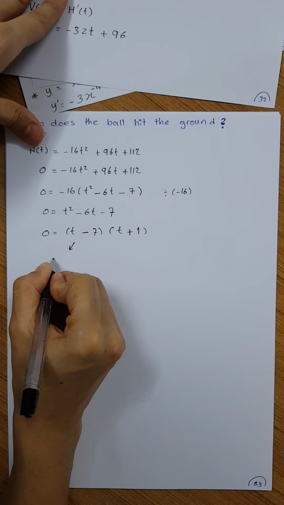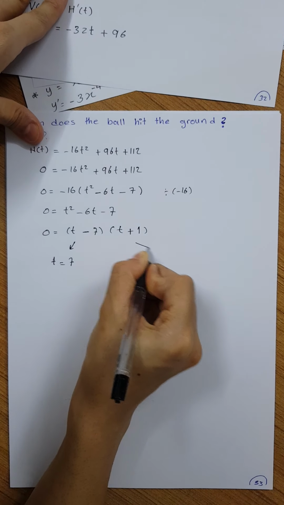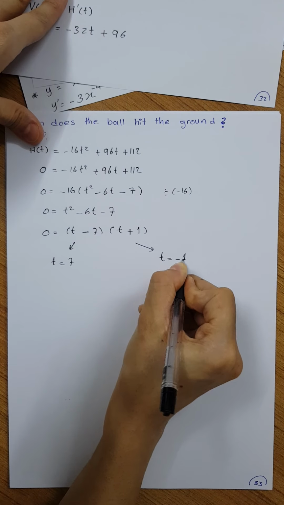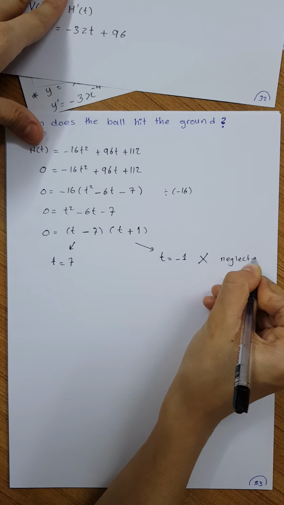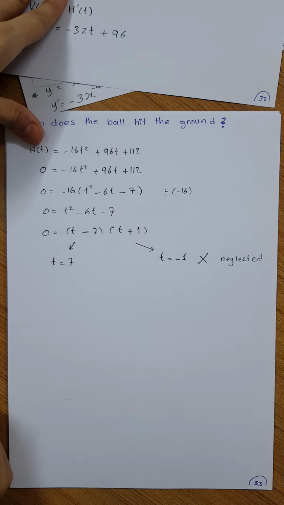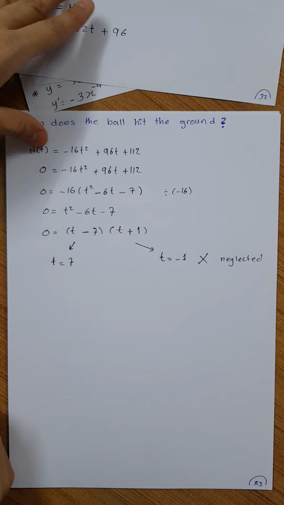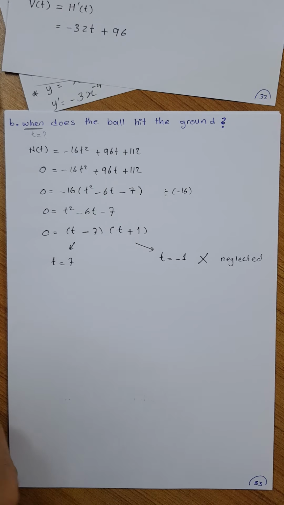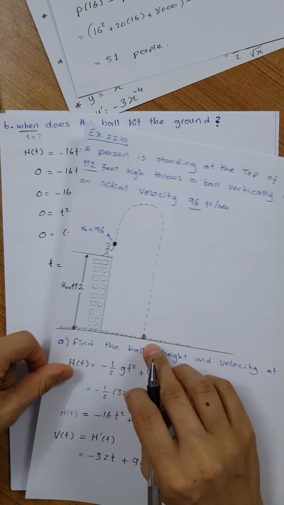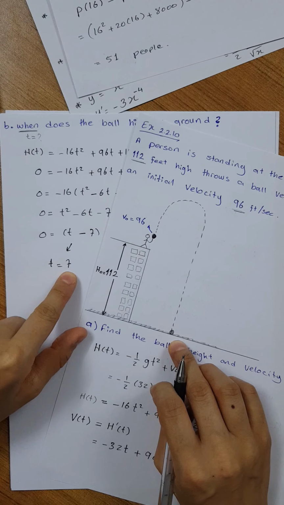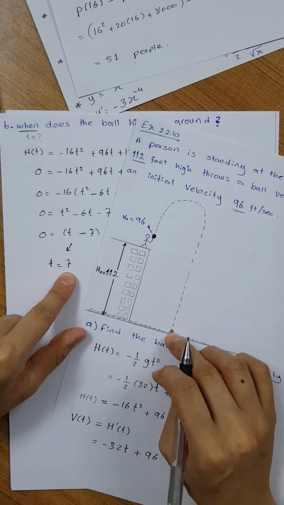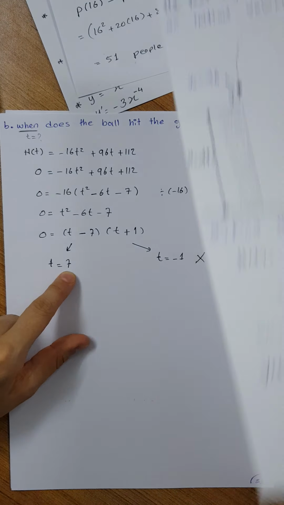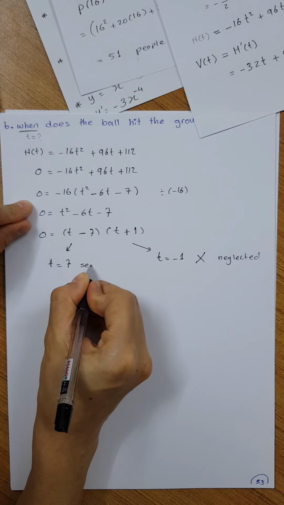So from here, we get that t is equal to 7, and from that bit, we get that t is equal to negative 1. Can I have time as negative? No, so that will be neglected. Or we cross out that value, because t cannot be negative, that's time. So when will the ball hit the ground? That means at what time the ball will come to the ground? The ball will hit the ground after 7 seconds. So when that man is throwing that ball, it will come to the ground after 7 seconds.